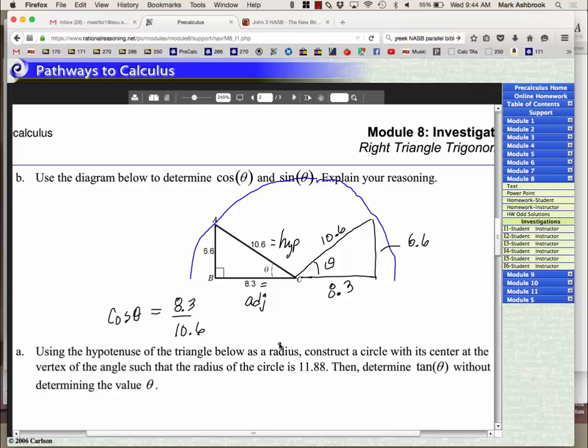So what is sine theta for this one? Right, so the opposite of the angle over 10.6. Questions on that one?